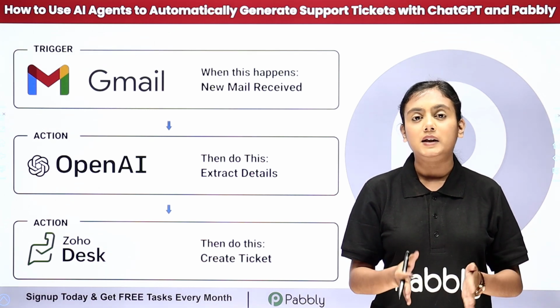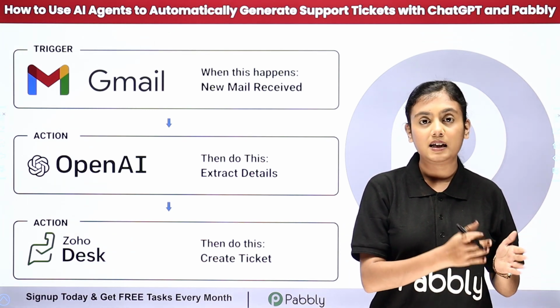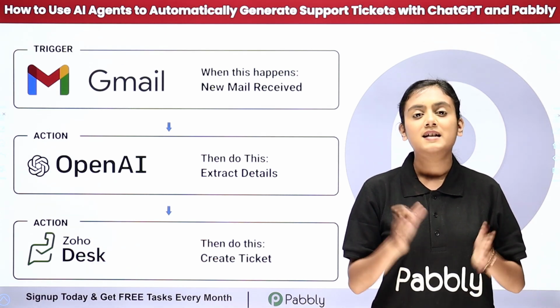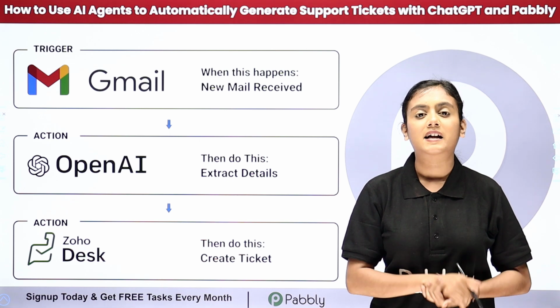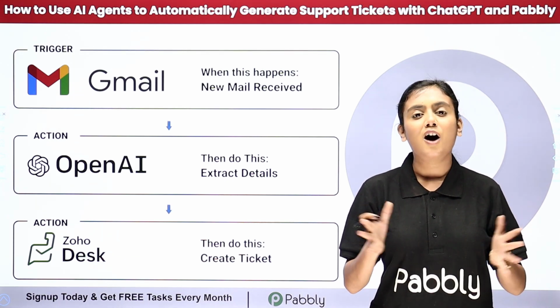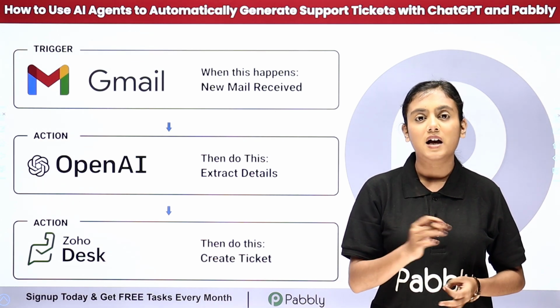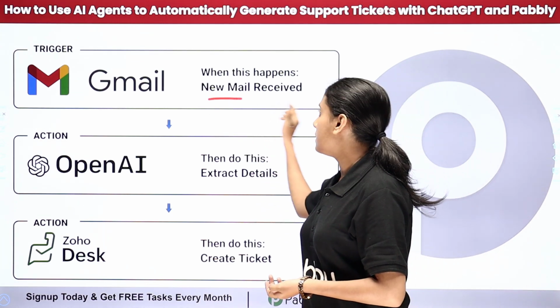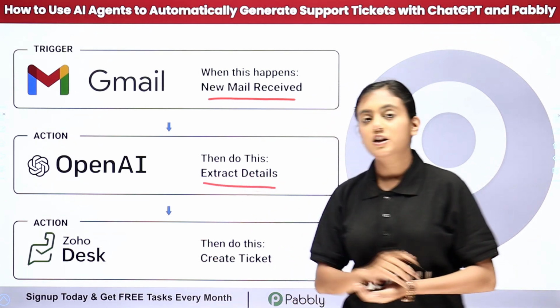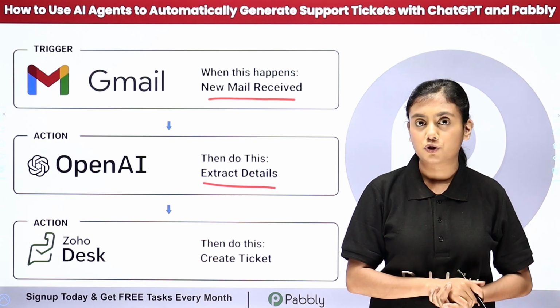Now doing this manually, going back to my Gmail account to check the email and then creating a ticket in my Zoho Desk account, is very time consuming. So what I've done is I've simply created an AI agent using Pabbly Connect, which is going to do this process for me. So how this AI agent works is that as soon as I receive a new email in my Gmail account, an AI agent is going to extract the details like the issue, along with the category of the issue as well.